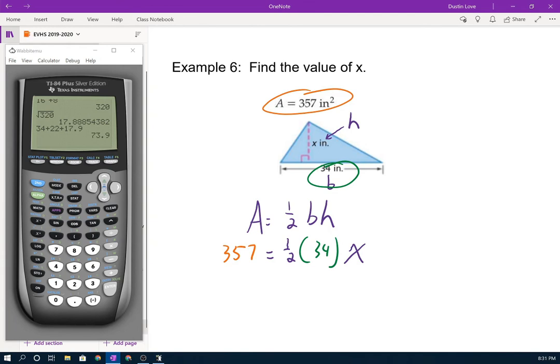Now let's multiply that out. 34 times 1/2. That tells me 357 is equal to 17x. Now we're going to divide by 17. 357 divided by 17. X equals 21 inches.